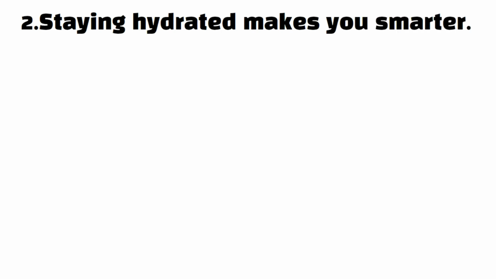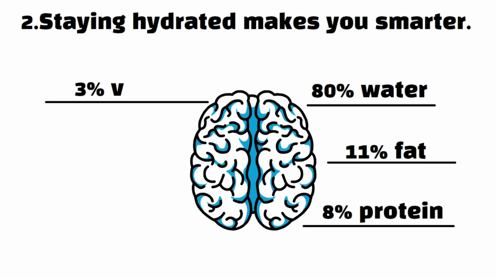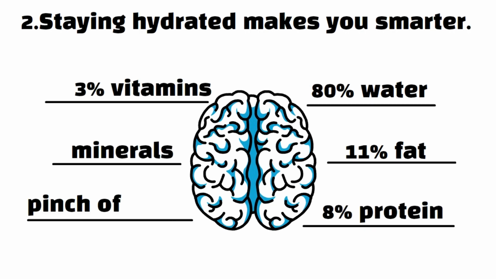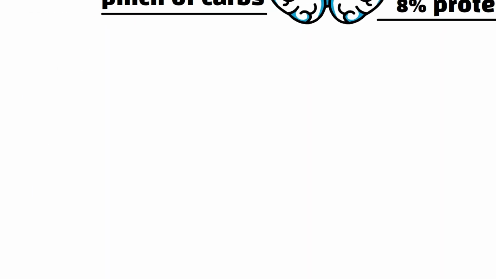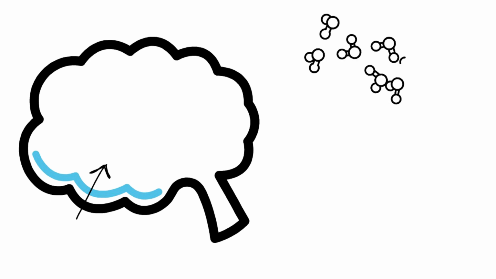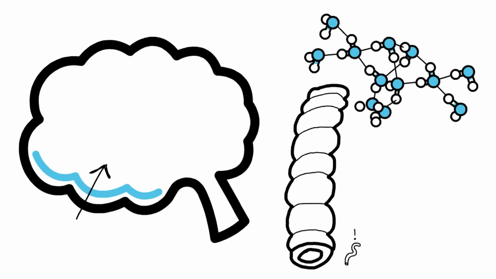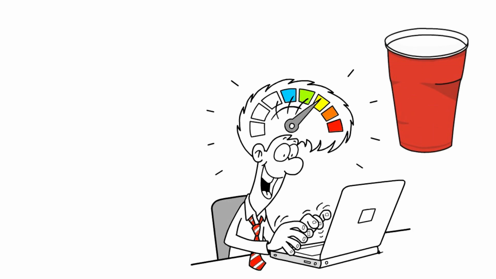2. Staying hydrated makes you smarter. The brain is made up of 80% water, 11% fat, 8% protein, 3% vitamins and minerals, and a pinch of carbs. It floats inside your skull in a bath of cerebrospinal fluid. The brain is protected by the blood-brain barrier, which only allows certain substances needed for brain function to cross the barrier. Water is essential for the brain, as it is involved in chemical reactions that help absorb nutrients, form proteins, and flush out waste products.